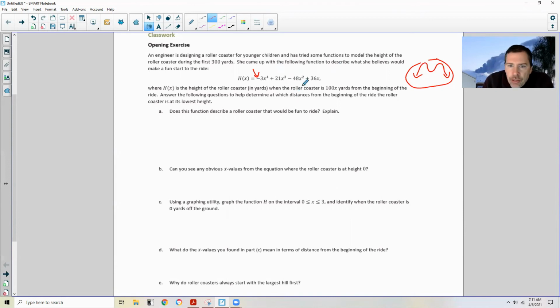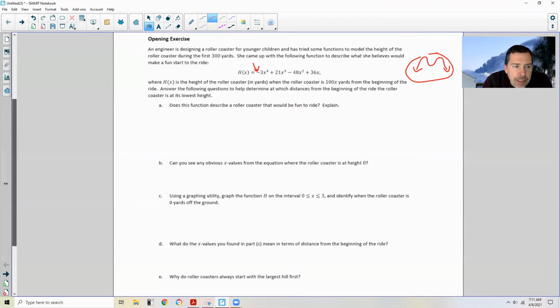So does this function describe a roller coaster that would be fun to ride? Well, there's a couple of ups and downs. So you might just say this is just an opinion question. So you could say, yes, it does, or no, it doesn't. It looks like it would be too steep and that kind of thing. So let's continue to B.